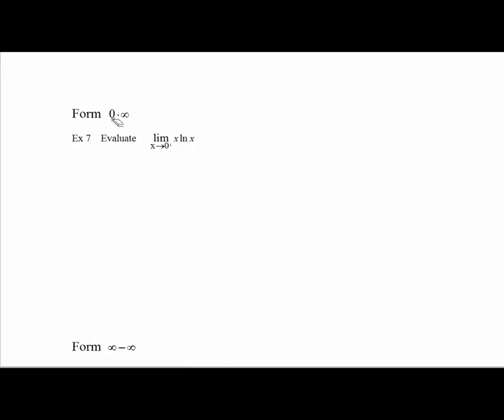Right, let's look at the next form of 0 times infinity. And so the original process for evaluating limits using L'Hopital's rule works if your original limit is in the form of 0 over 0 or infinity over infinity. Now the other indeterminate forms need to be manipulated to get them into the form of infinity over infinity or 0 over 0. And so when we start with 0 times infinity, right, the limit as x approaches 0 from the right of x times the natural log of x.